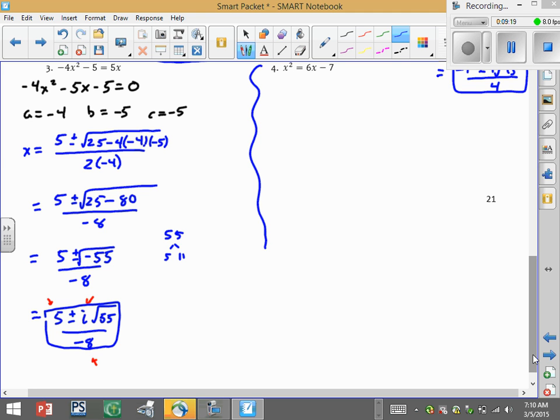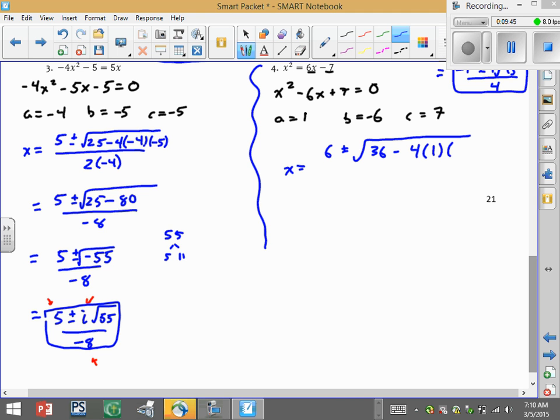And so the last example, again, let's get this into standard form. So x squared, that's a positive 6x, so it turns into minus 6x. That's a negative 7, turn into plus 7, equals 0. So a equals 1, b equals negative 6, c equals 7. So we have x equals opposite b, turns into 6, plus or minus the square root. B squared, negative 6 squared is 36, minus 4 times 1 times 7 over 2 times a, which is 1.